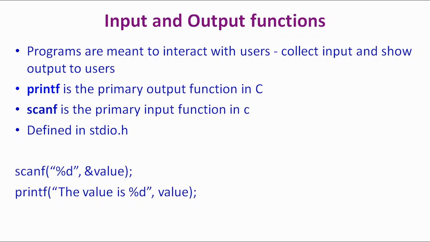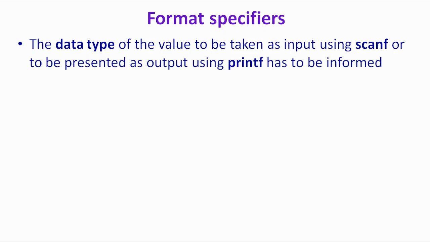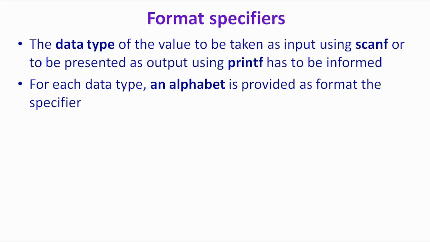These two are examples of the printf and scanf functions. We will look into the details of their syntax. Let us understand something called format specifiers. Just like the declaration of variables requiring their data types, for input and output also, the compiler needs to know the data types of the variables. But to reduce the difficulty of typing the data types fully, C provides a list of alphabets that represents the different data types.